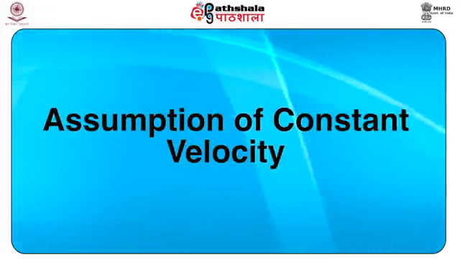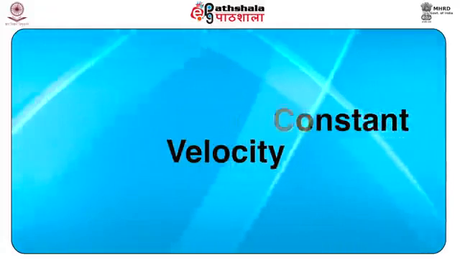Next we will study the assumption of constant velocity. From the quantity equation, velocity can be defined as a ratio of nominal GDP to the quantity of money. But if we assume that velocity is constant, then the same equation can explain the effect of money in the economy, which is referred to as the quantity theory of money.